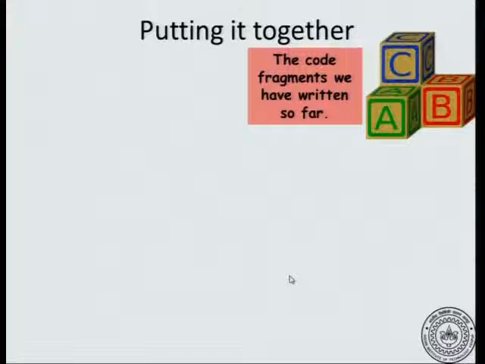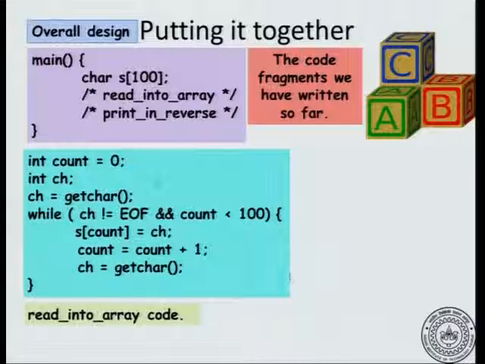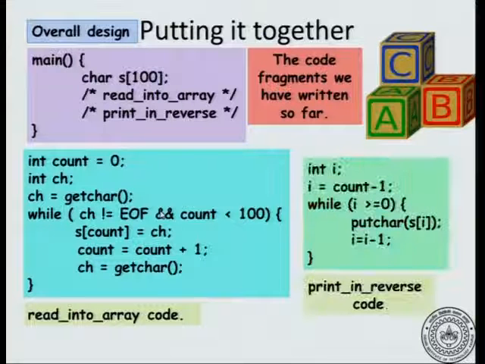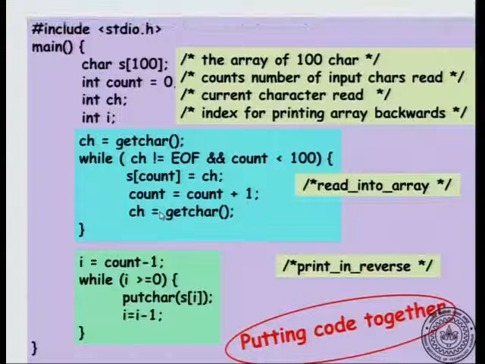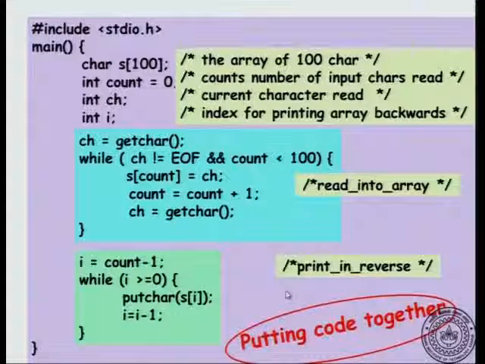Okay. So putting these two together, you have the read into array part, and then you have the print in reverse part. When you put these two together, the first thing you do is bring all the declarations together. So these are the declarations for read into array as well as print in reverse put together. Similarly, first you put the code for the read into array part, and then the code for the print in reverse part.